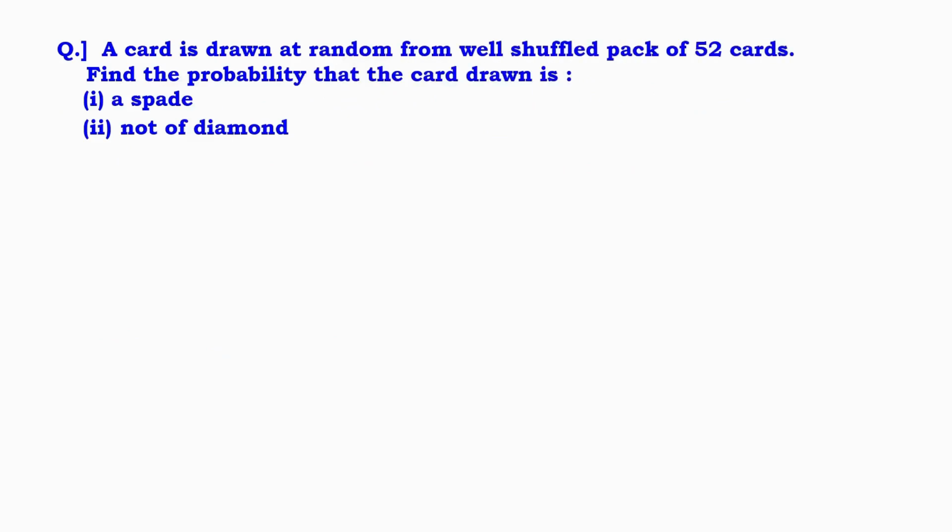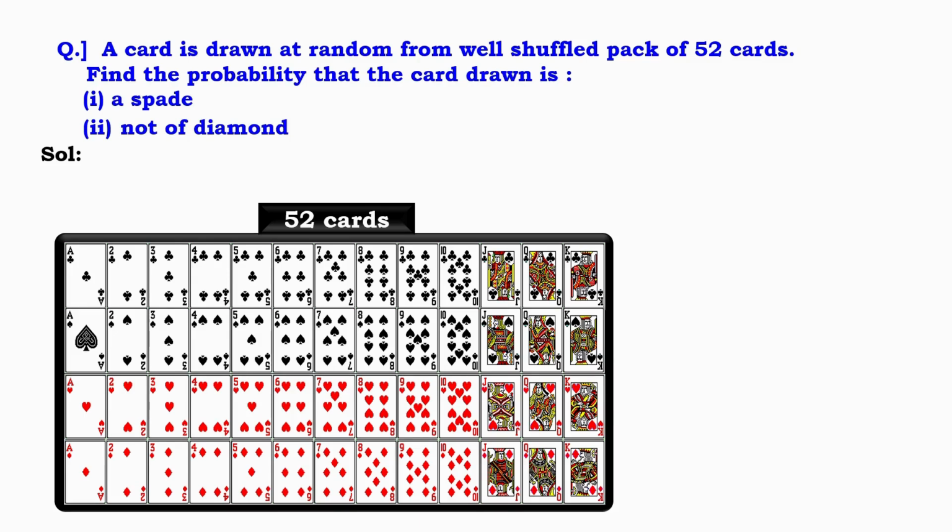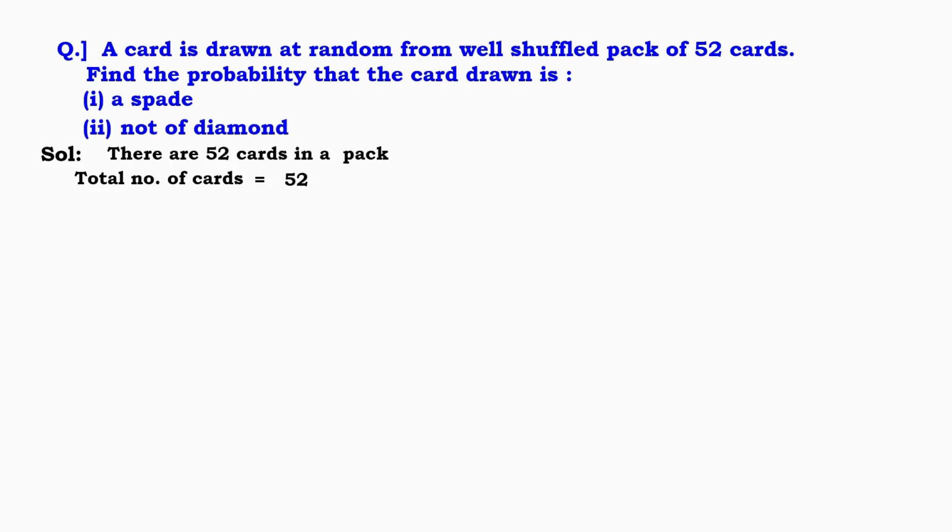Now the next problem. A card is drawn at random from a well shuffled pack of 52 cards. Find the probability that the card drawn is a spade. The next part is not a diamond. Okay, so now how are we going to solve this problem? We know that there are 52 cards, right? So the total number of cards is equal to 52. Now we need to find the probability that the card drawn is a spade.